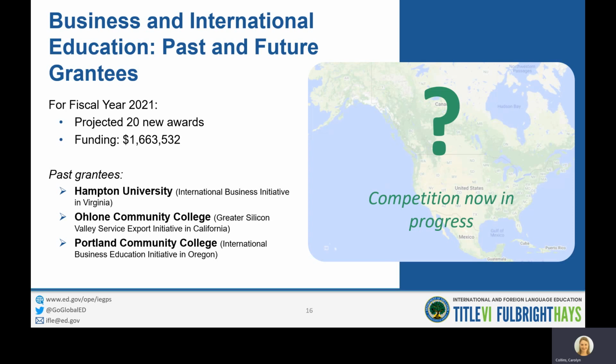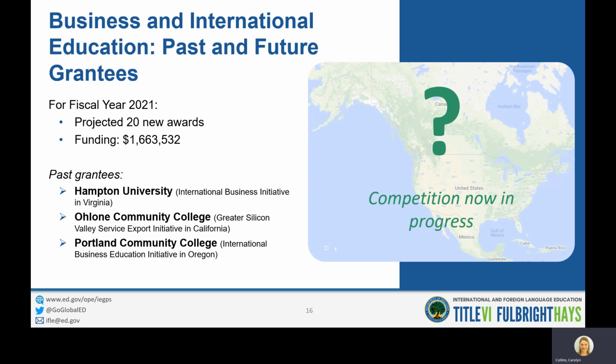Past BIE grants have gone to Hampton University for their International Business Initiative in Virginia. Another example is Ohlone Community College, which proposed a project to support their Greater Silicon Valley Service Export Initiative in California. Another past grant went to Portland Community College to support their International Business Education Initiative in Oregon.